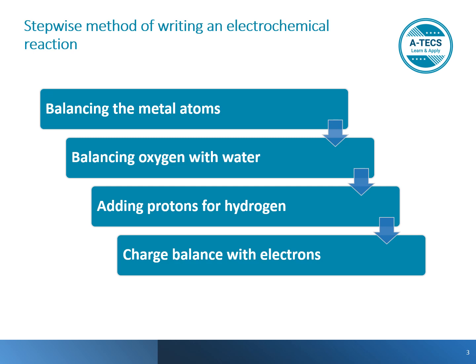Because you are adding water in balancing the reaction, it means you are also adding hydrogen. Then you have to balance hydrogen by adding protons, that are hydrogen plus ions. At the end, the last step is balancing the charge with the addition of electrons. Now I will show you some examples of how, by following these 4 steps, you can easily write an electrochemical reaction.